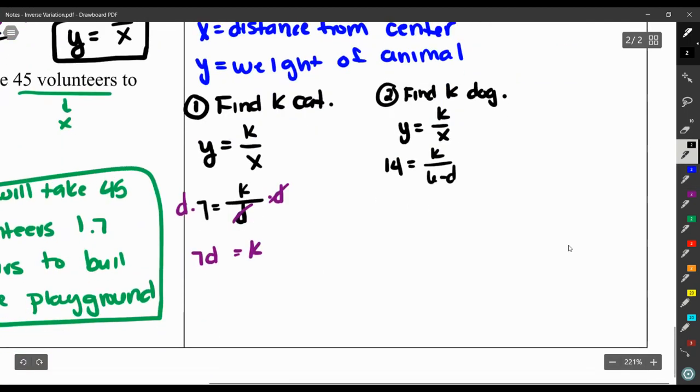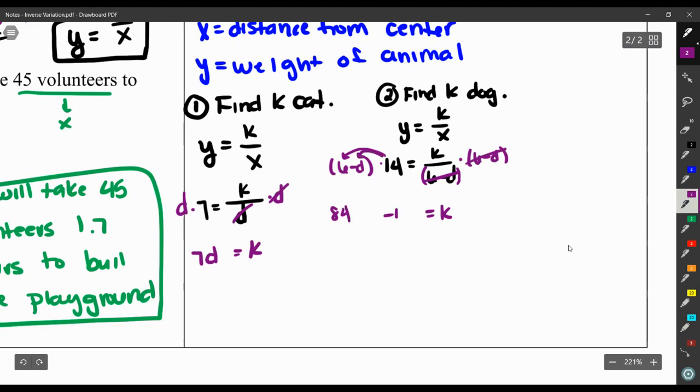And so again, we're going to solve this for k. Now, because there's more than one thing in the denominator, there's an invisible set of parentheses. So when we multiply, we're multiplying with parentheses on this 6 minus d. Well, those are going to simplify on the right, and we have 14 times 6 is 84. 14 times negative d is negative 14d. So for the dog, the k is equal to 84 minus 14d. Now, these should be the same values.